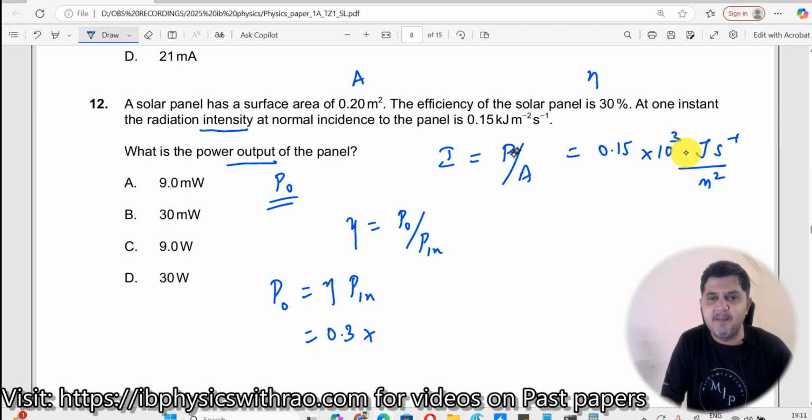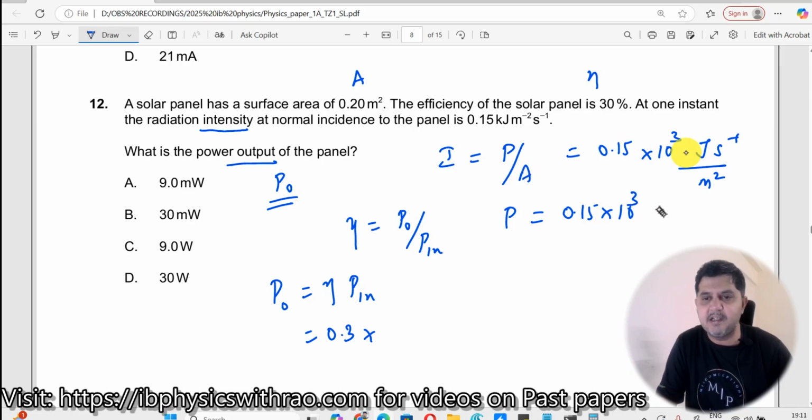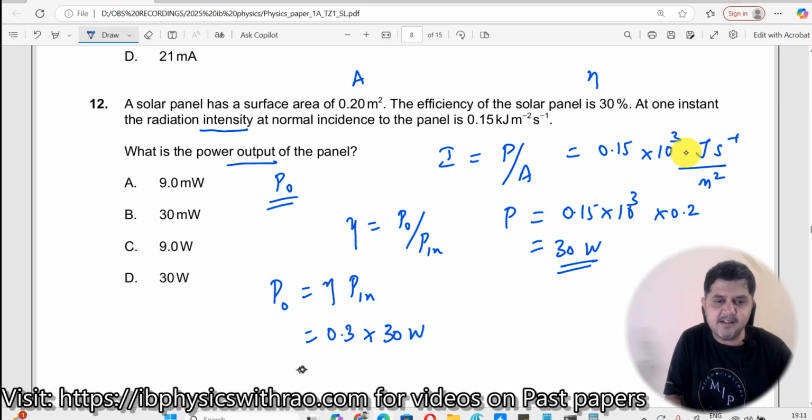I do not have an input power which you can calculate from here because intensity is given. So I will write the power is equal to 0.15 into 10 cube multiplied by what is the area? 0.2. So this will give me, so how much is it? So if I take 10 from here, this is 2 into 0.5 is 3. 0.3, this is 30 watts. This is 30 watts. So here, write this as 30 watts.